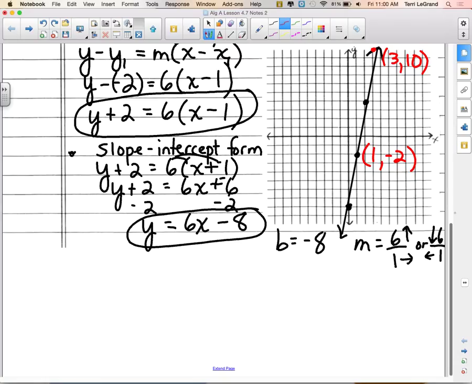So instead of starting with our graph and working backwards, we're going to work through it algebraically, and then we're going to let our graph support that we are good. Okay, anybody have questions? Okay, then let's go to the back side.